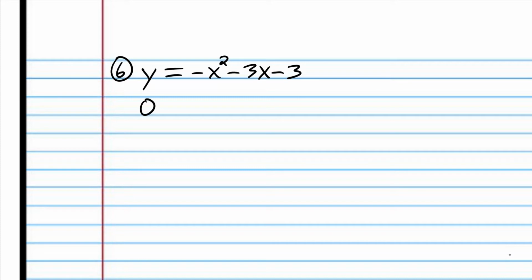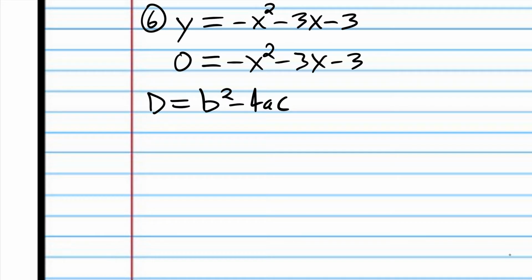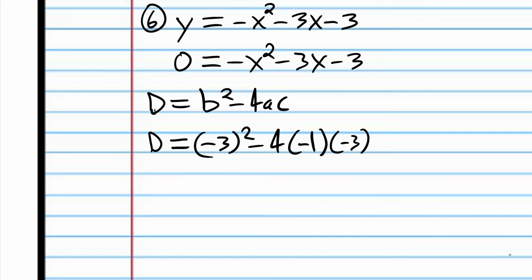All right, we're back. Whenever you're trying to find information about the x-intercepts, you always want to let y be 0 and solve for x. But we don't really have to solve for x in this case because we're just looking for the number of x-intercepts. We're not actually trying to find the x-intercepts. We already found the x-intercepts in previous classes. So b is -3, a is -1, and c is -3.